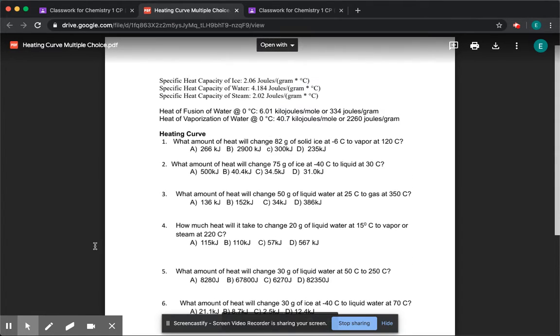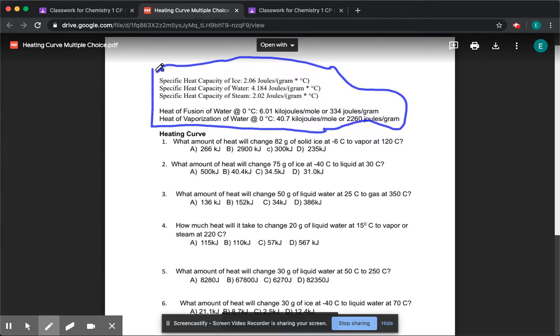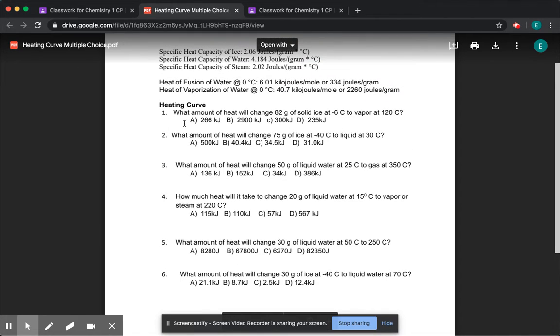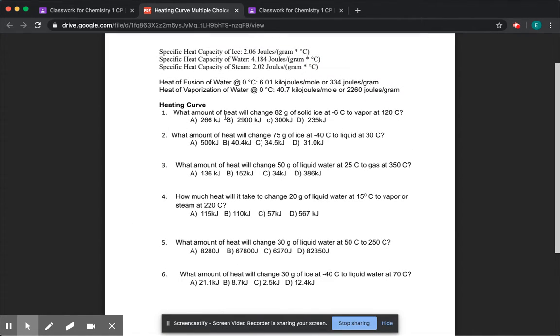So number 1, and I gave you all the information up here, so you don't have to look at the slides. All the information you need to answer all these questions is up here, so you don't have to go back and forth to the slides. Okay. So heat of fusion, we want to know what amount of heat will change 82 grams of solid ice to vapor at 120 degrees Celsius.